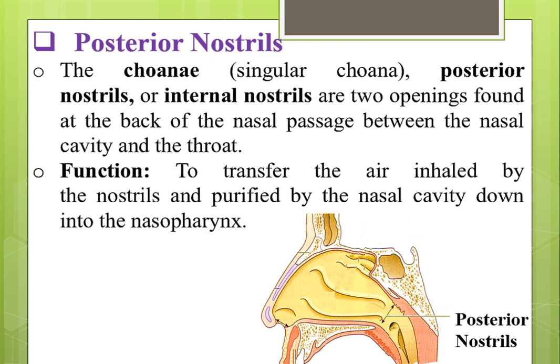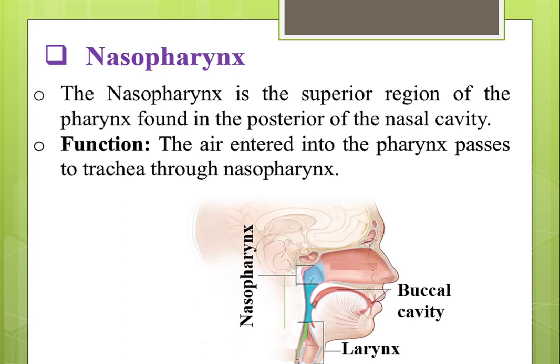The next part is the nasopharynx. The nasopharynx posteriorly extends up to the anterior part of the larynx and forms a single channel. From here, the alimentary duct and respiratory ducts proceed separately. Function: the air entering the pharynx passes to the trachea through the nasopharynx.